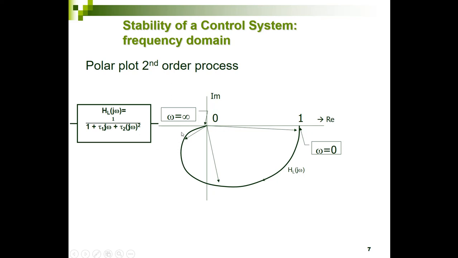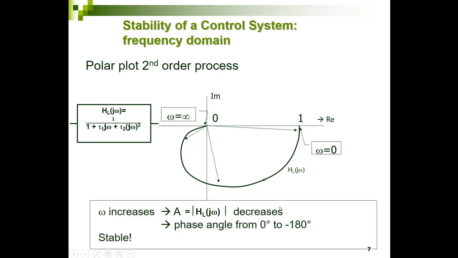So for omega going to infinity, my Nyquist plot goes to the origin over here. In this situation, my amplitude is 0 and my phase is minus 180 degrees. So it never crosses that minus 180 degrees, and you see that the amplitude is almost 0. So also a second order system is always stable. When you have a pure second order system, it's always stable. So here it ends in the origin.